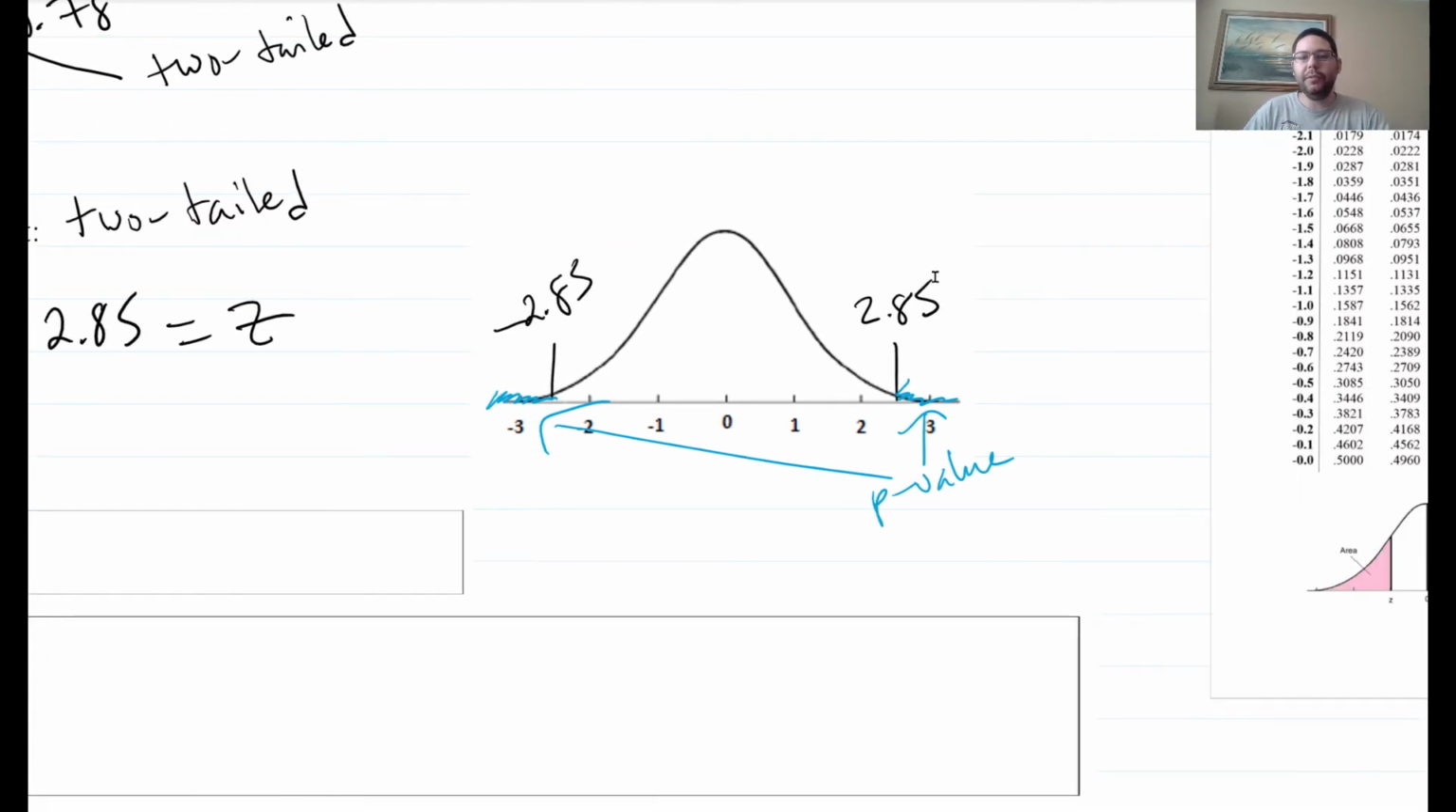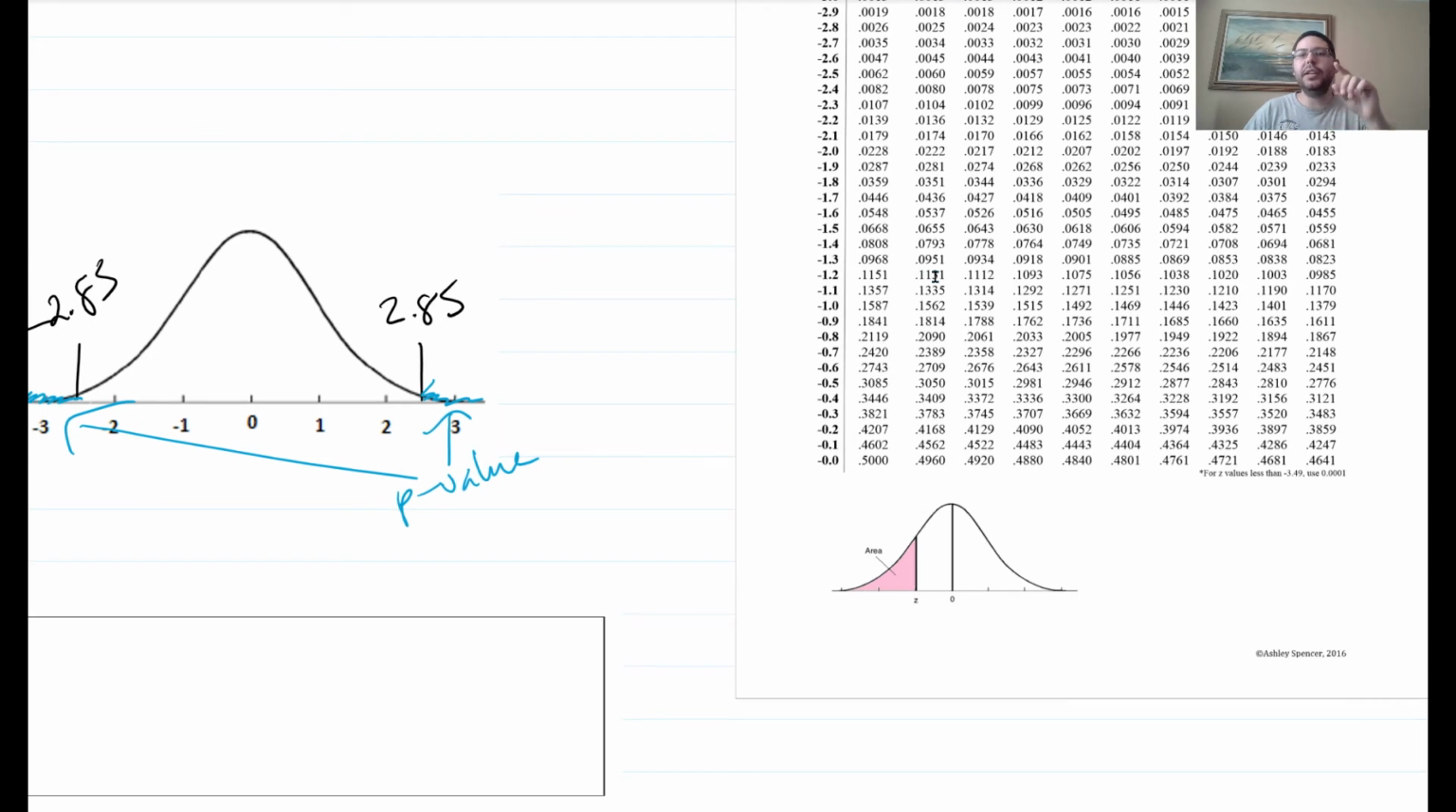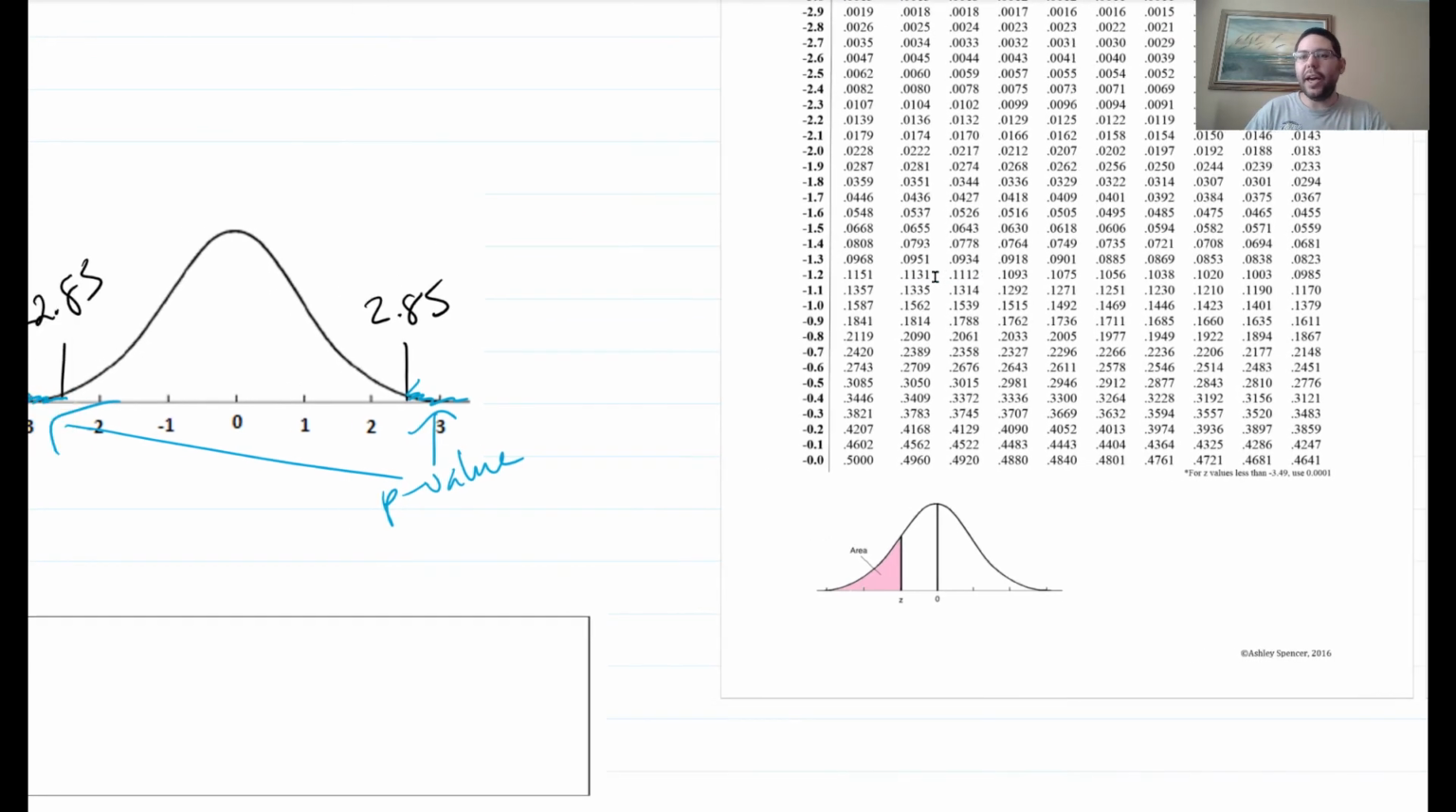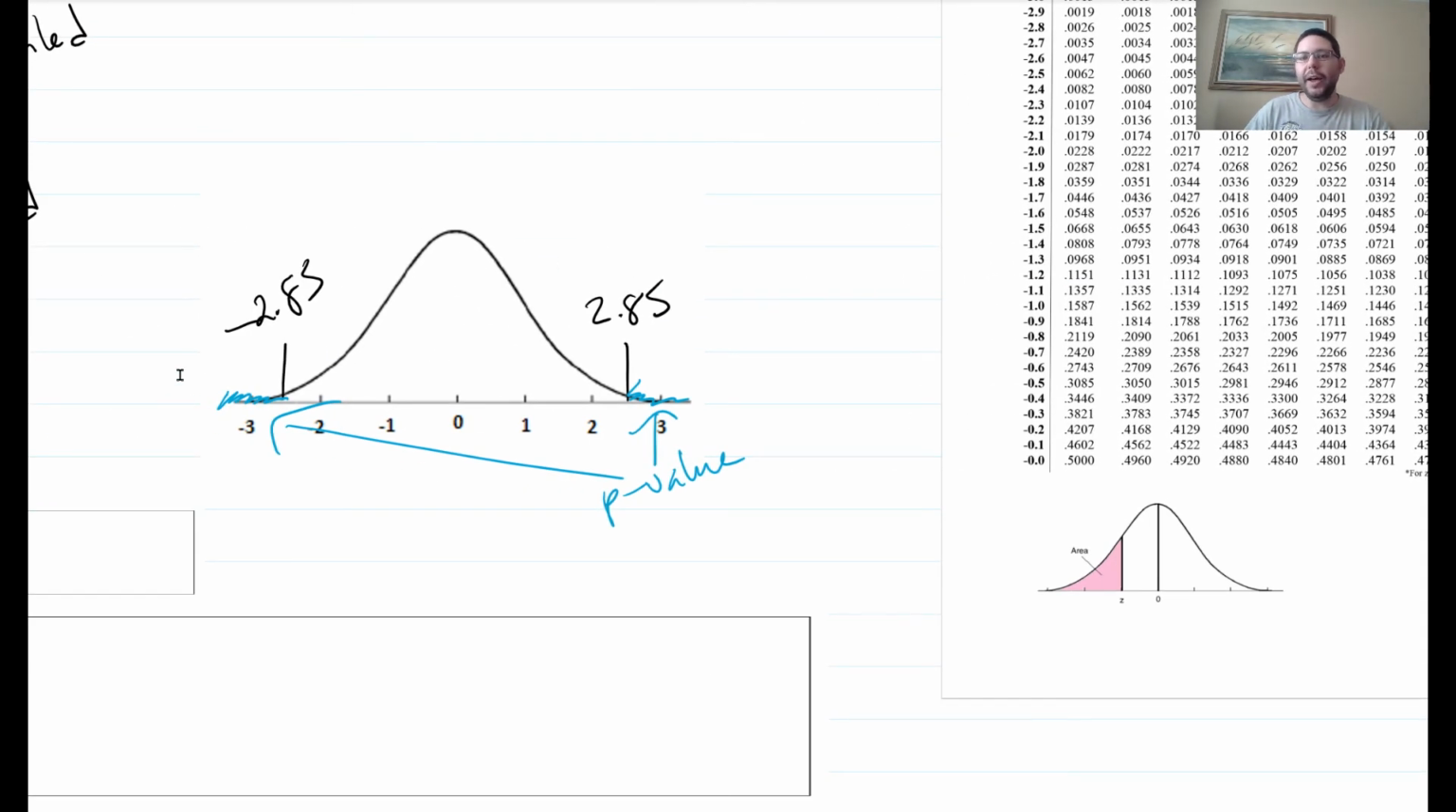Remember, the table gives you, by default, the area to the left. So because of that, I'm going to look up the 2.85 and I'm going to double it. Why am I going to double it? I'm going to double it because remember, a two-tailed test, you find one of the areas and you double it to get the p-value. The p-value is twice the area.